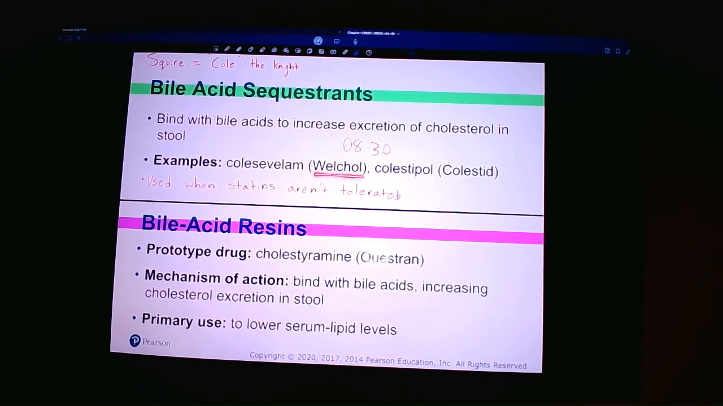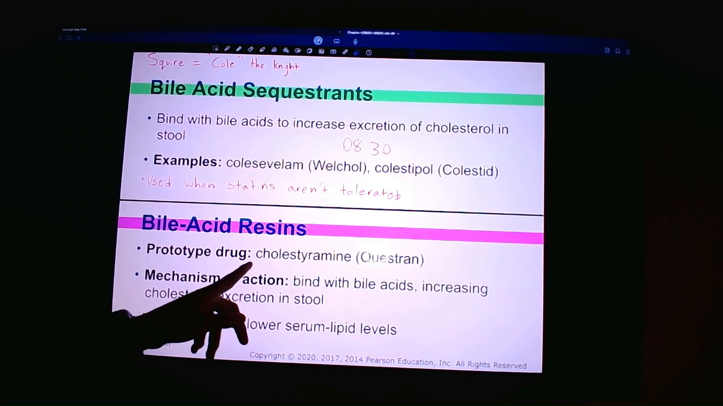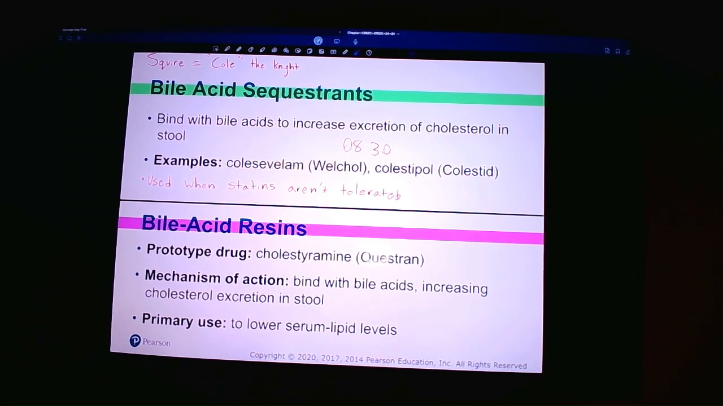Remember, look at this: Welchol, Colestid, Colestyramine, Colesevelam. So it seems like the sequestrants are the ones with COLE, while the resins are CHOLE. But we don't really need to get too fixated on which one's a resin, which one's a sequestrant. Just remember they all have some kind of "col" in the name, and what they do is get rid of bile acids by increasing cholesterol excretion in the stool. That's it.